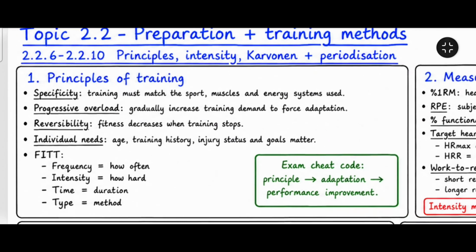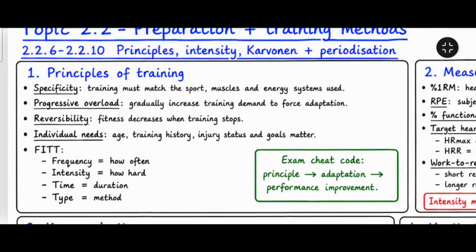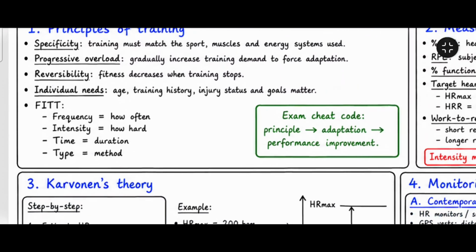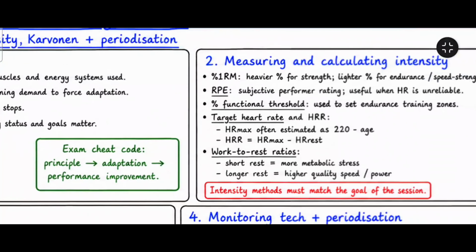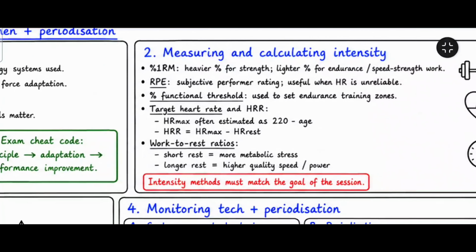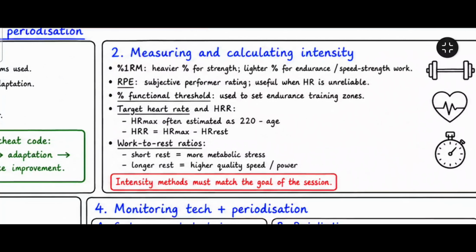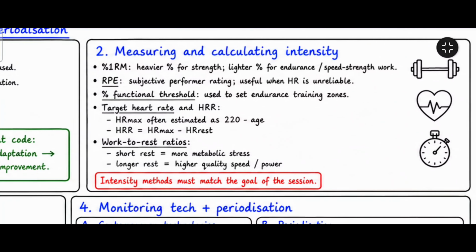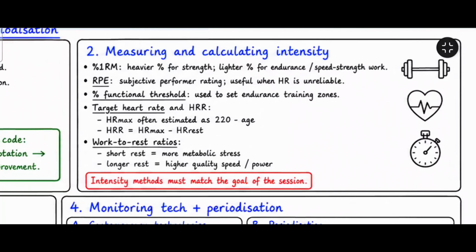Principles of training: we've got specificity, progressive overload, reversibility, individual needs, and FITT, which stands for frequency, intensity, time, and type. These are all very self-explanatory as well. Now let's look at measuring and calculating intensity. This part really separates the best answers from the average answers.